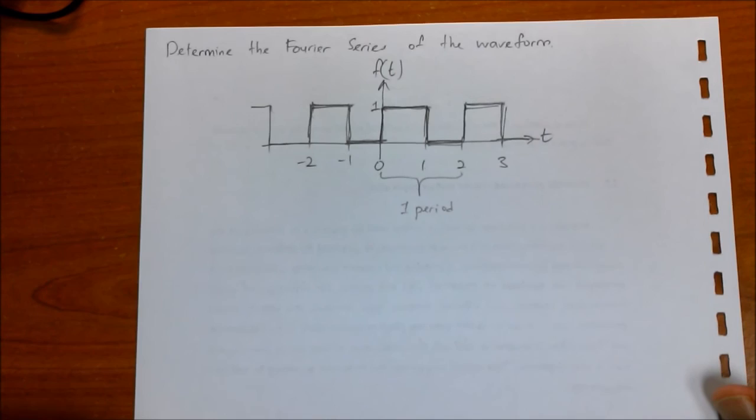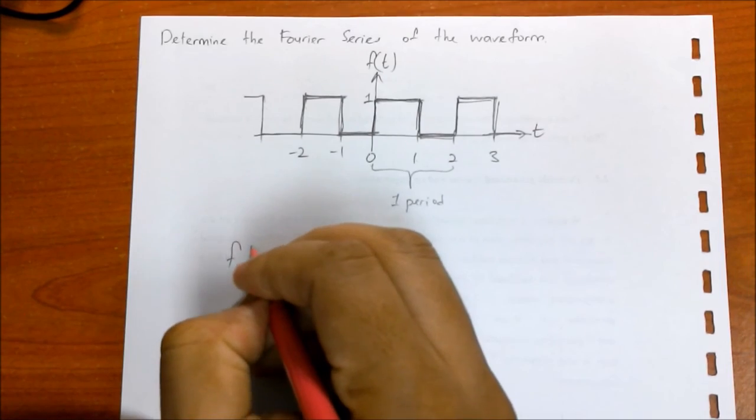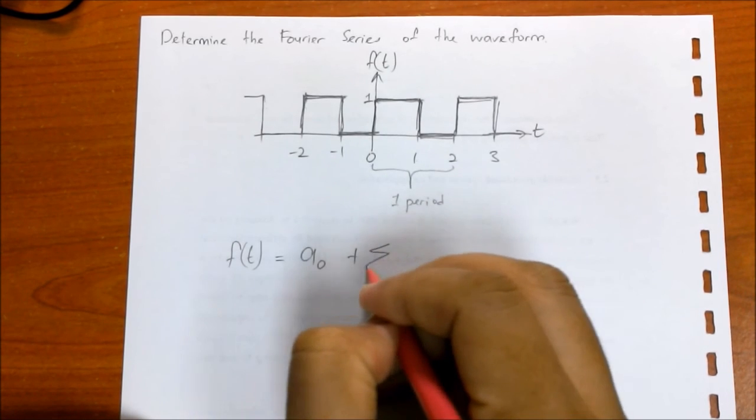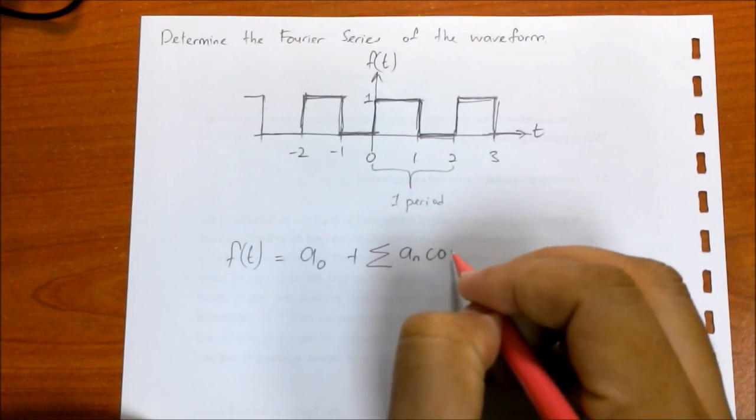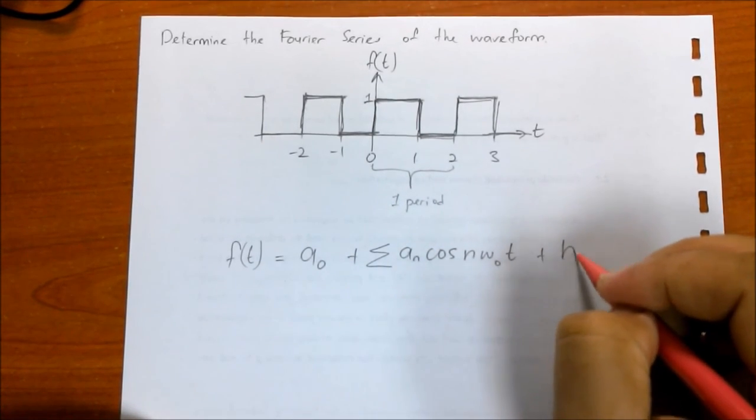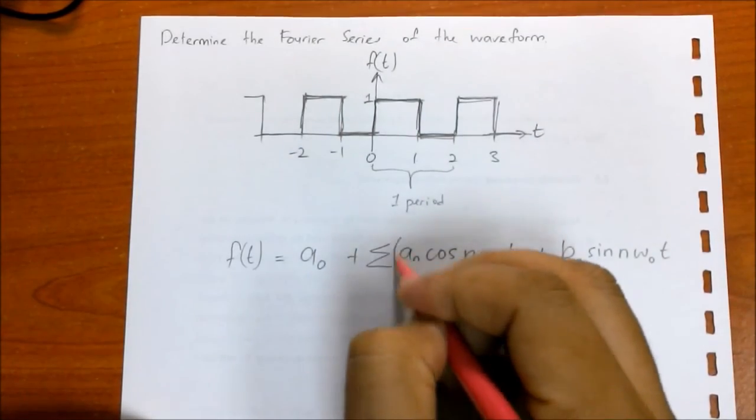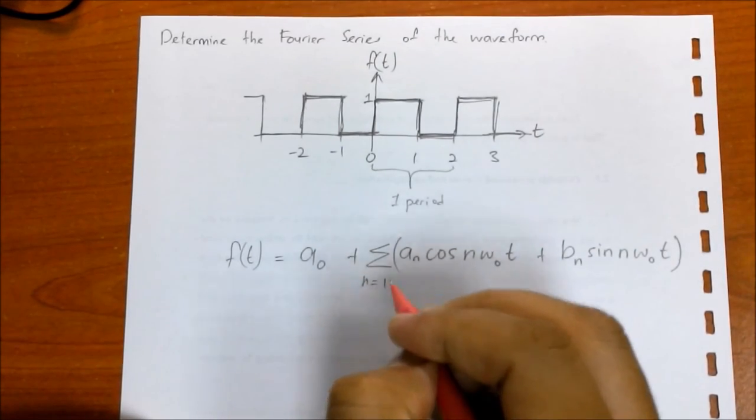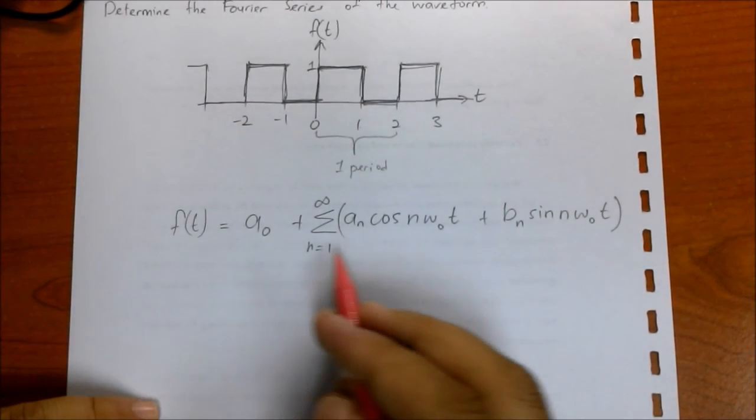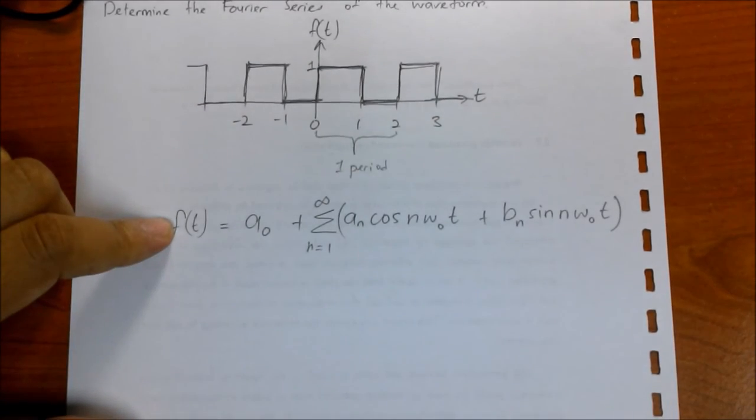series. Now basically the answer that we want is this equation: a naught plus the sum of a_n cos n omega naught t plus b_n sin n omega naught t, from n equals 1 to infinity. So this is the answer that we want to get. This is the Fourier series of the waveform.